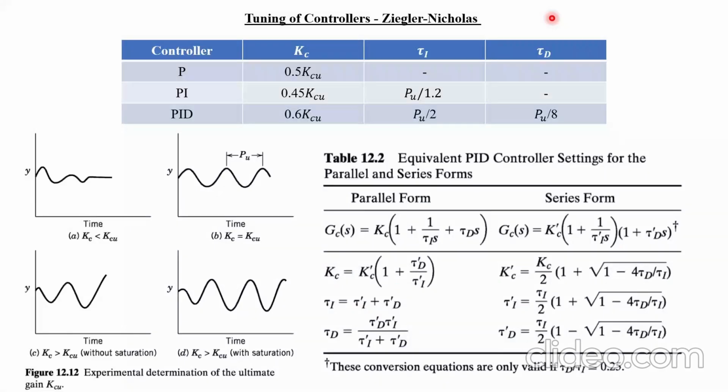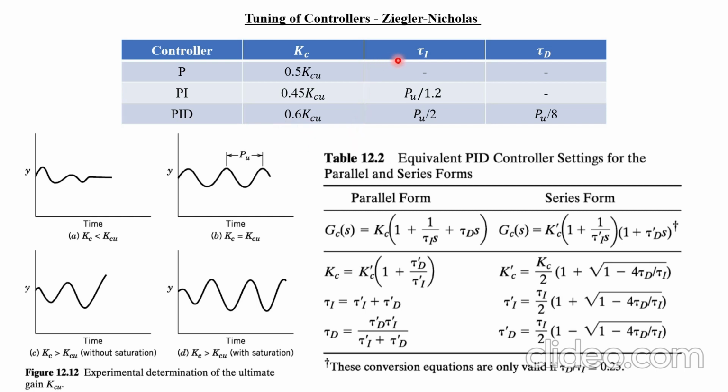I will continue with tuning of controllers, Ziegler-Nichols. This table shows how to set each controller. For P controller, Kc equals 0.5 Kcu. For PI controller, Kc is reduced to 0.45 Kcu, and for PID controller, the stabilizing effect of derivative action allows Kc to be increased to 0.6 Kcu.